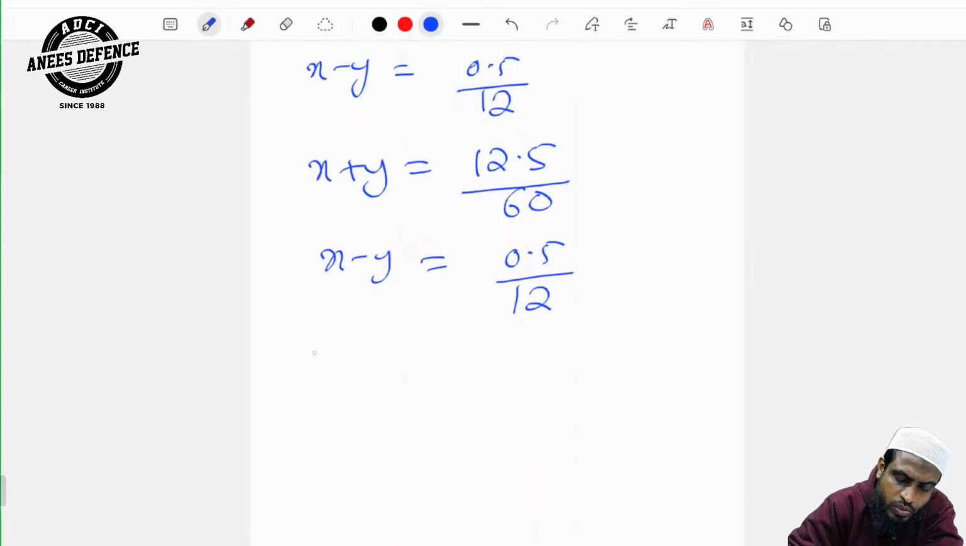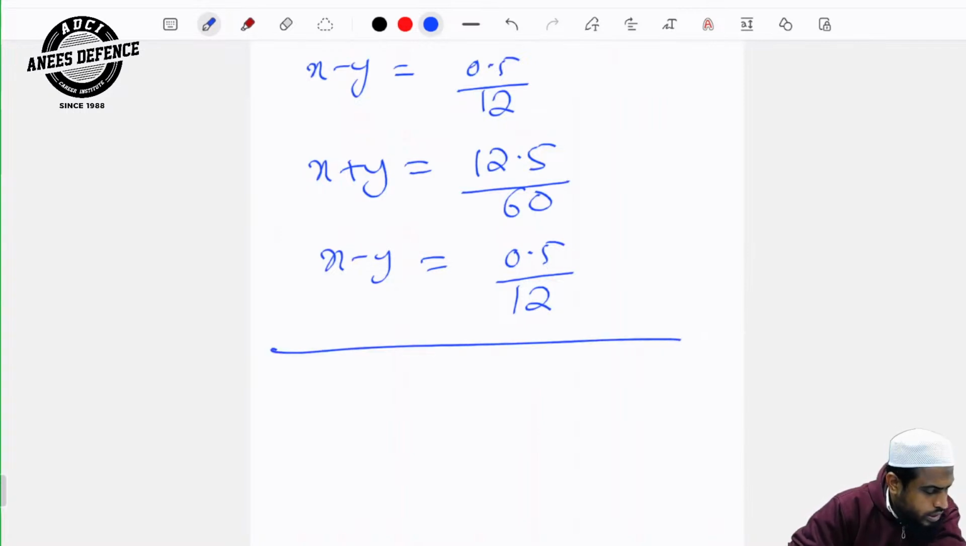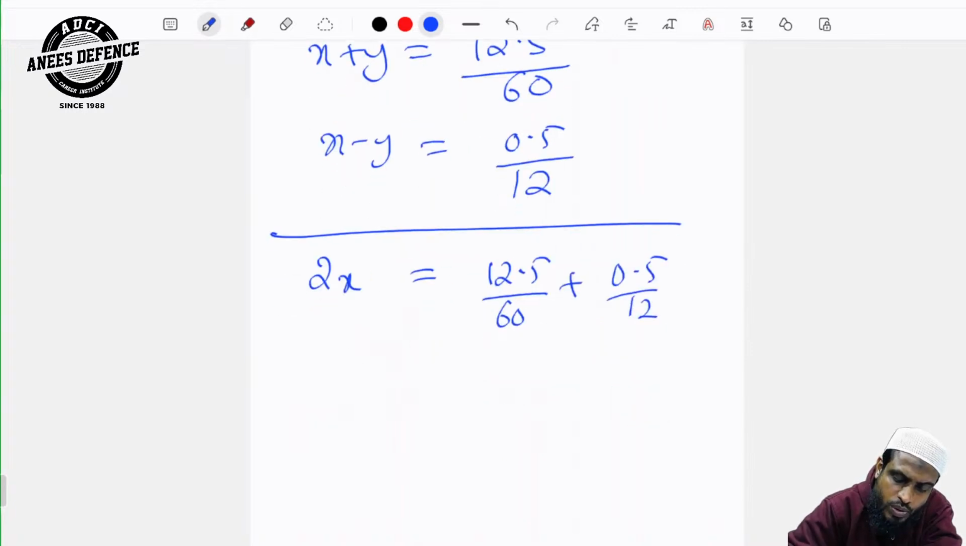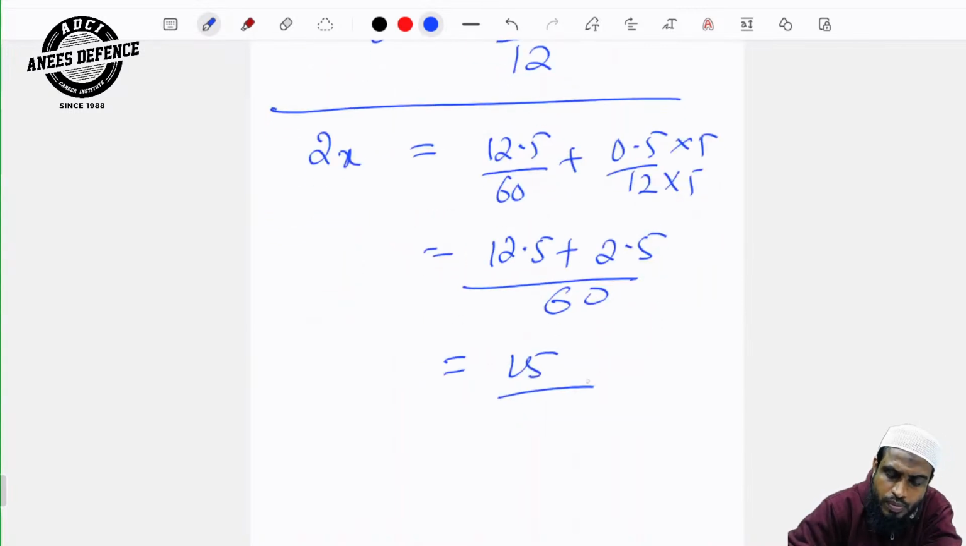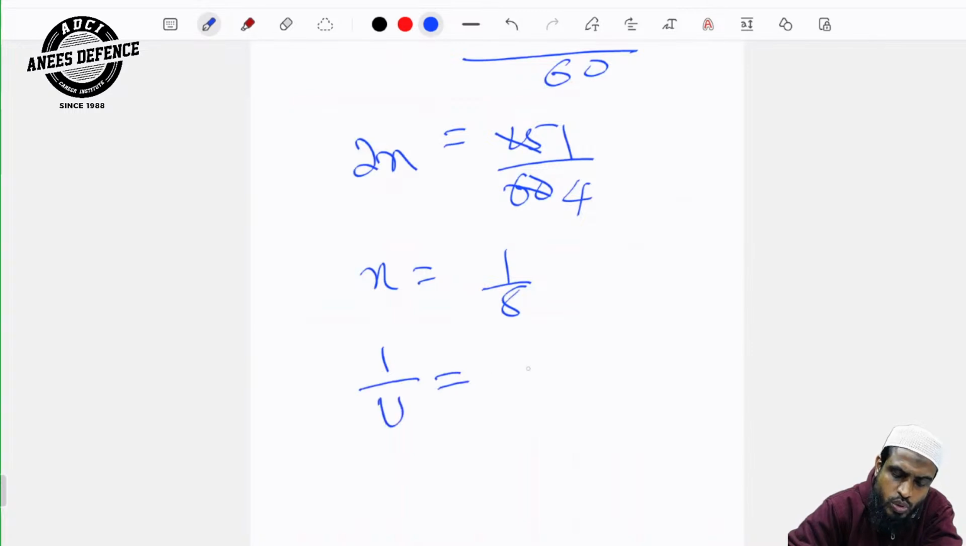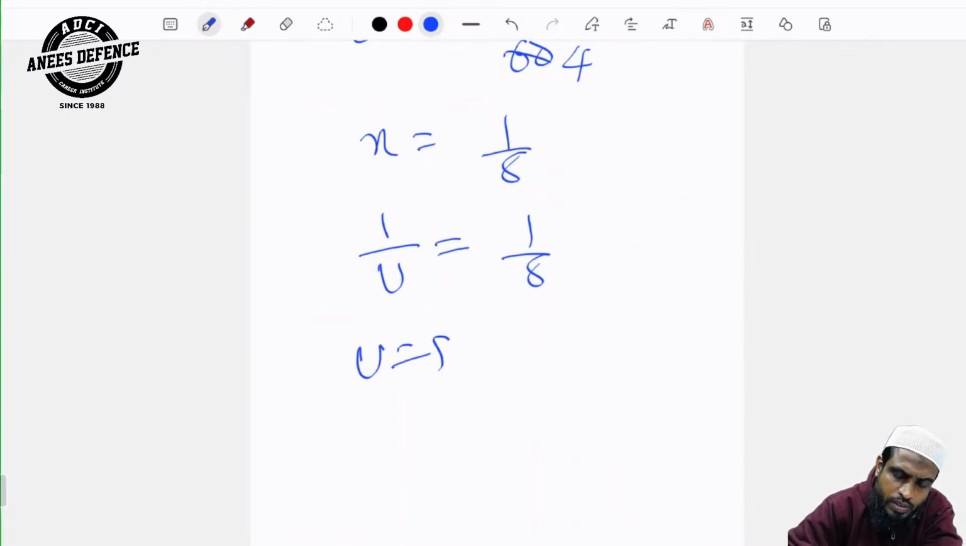If you add these two, you will get 2x equal to 12.5 by 60 plus 0.5 by 12. If you multiply by 5, you get 12.5 plus 2.5 divided by 60, which is 15 by 60, that is 1 by 4. So 2x equals 1 by 4, so x equals 1 by 8. x is actually 1 by u, so u equals 8.